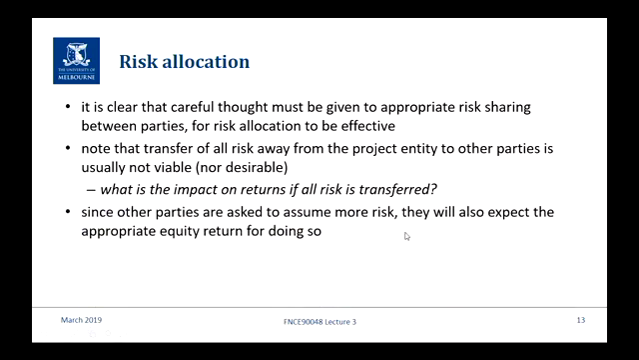So, you know, but the normal principle applies. If you're asking parties to assume more risk, they're going to expect a higher return. So think about the off-takers. The off-takers essentially bear the revenue risk or the market risk or whatever you want to call it, because they're the ones that have contracted to say, we will pay when you start producing.